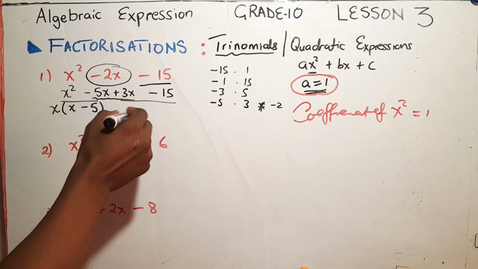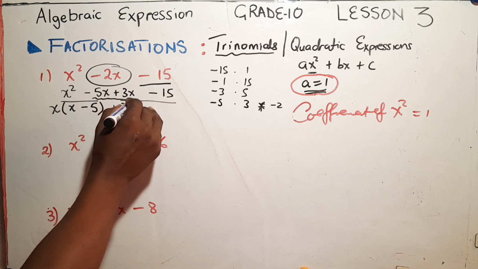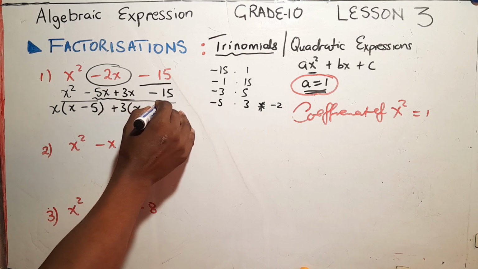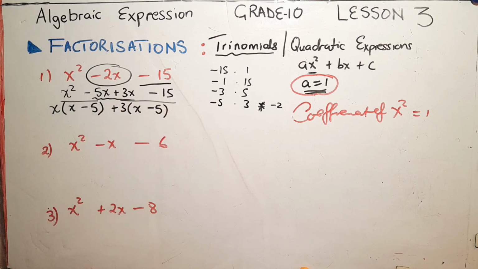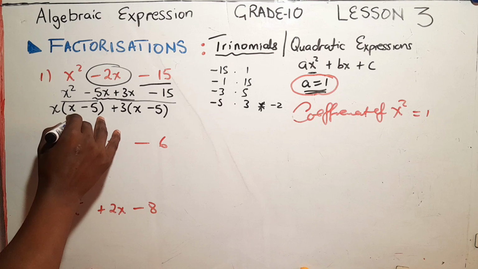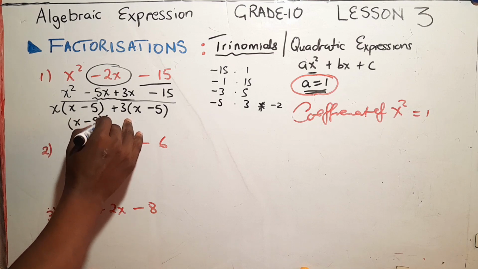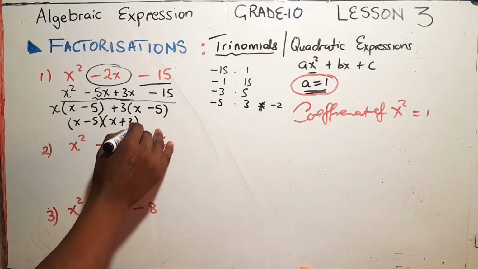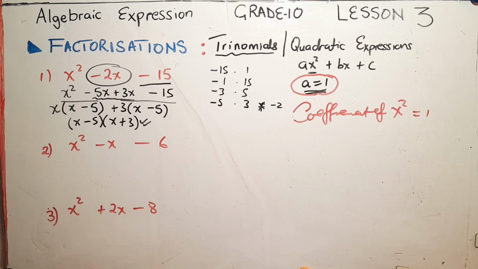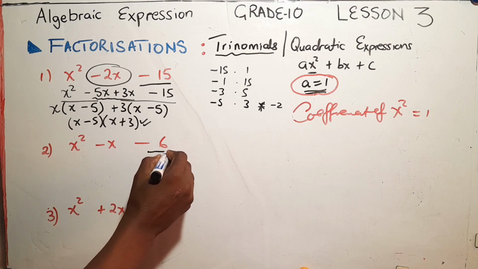And here the common factor is 3. So if we factor out 3, we're going to have x minus 5. So x minus 5 is common now, so we can write x minus 5 and then x plus 3. It's factorized like that. On our second question, we're having our value of c as negative 6.